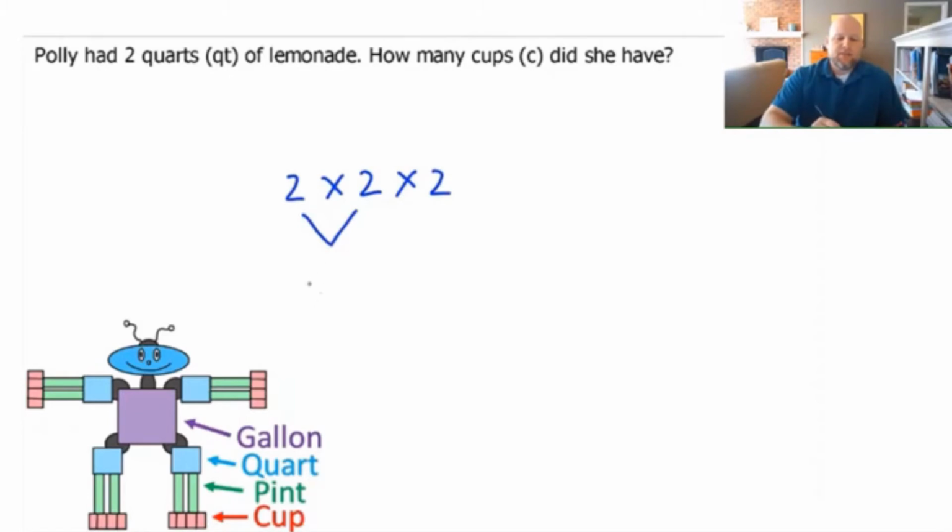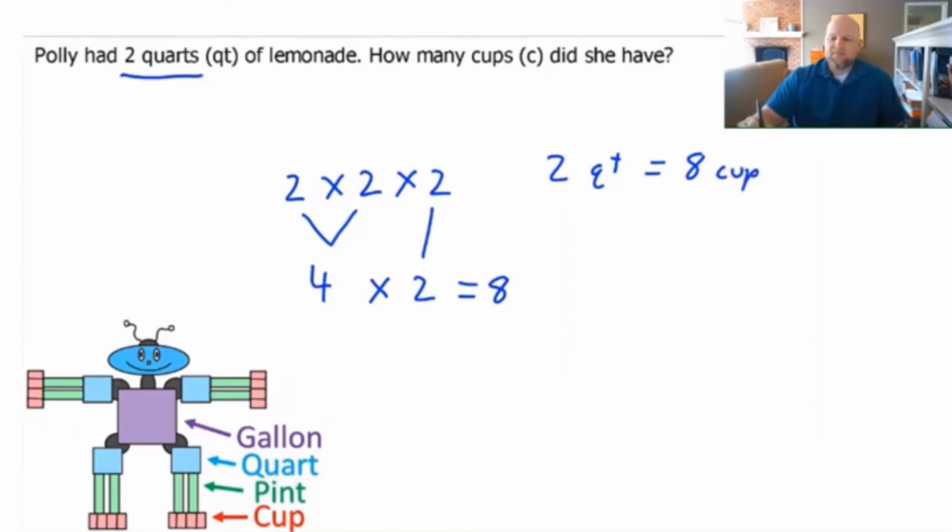So 2 times 2 is 4, and we multiply that by our last 2, and that equals 8. So 2 quarts equals 8 cups. And to verify that, we can count. So if we have 2 quarts right here and right here, let's go to our cups and count. 1, 2, 3, 4, 5, 6, 7, 8. And we are correct.